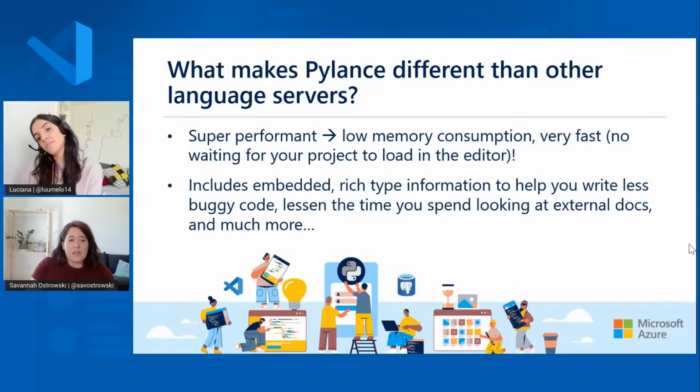And additionally, Pylance is built on top of an open source static type checking tool called Pyright. And with Pyright, this means that we're able to inject embedded and rich type information into tooltips, which can help you write less buggy code because you know how to properly invoke functions, and also lessen the amount of time that you spend looking at external documentation.